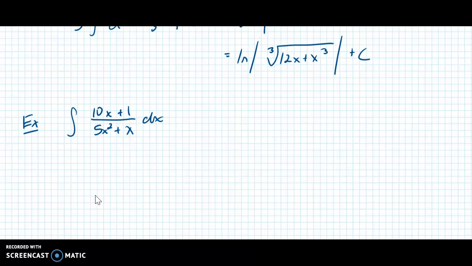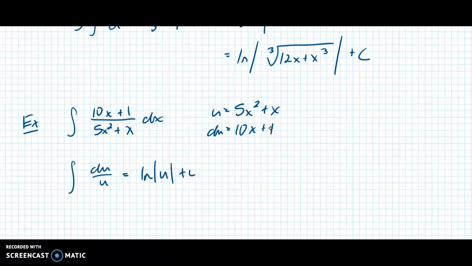All right, you look at it, you're like, can I integrate that? Does the bottom derive to the top? And you're like, oh yeah, it does, right? So I'm going to make u equal to 5x squared plus x, and du, well, that is 10x plus 1. Oh, sweet, it lines up with that thing. So this is the integral of du over u, which gives me ln absolute value of u plus a constant, which gives me ln absolute value of 5x squared plus x plus a constant.